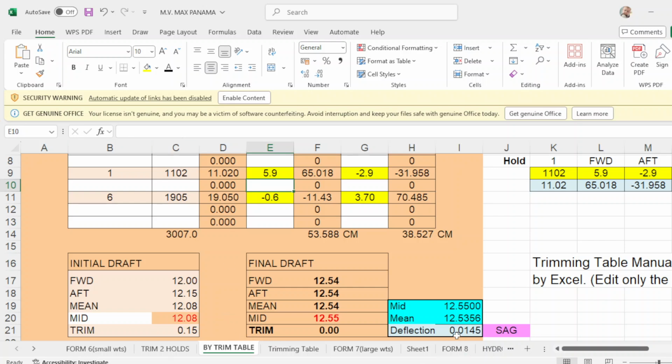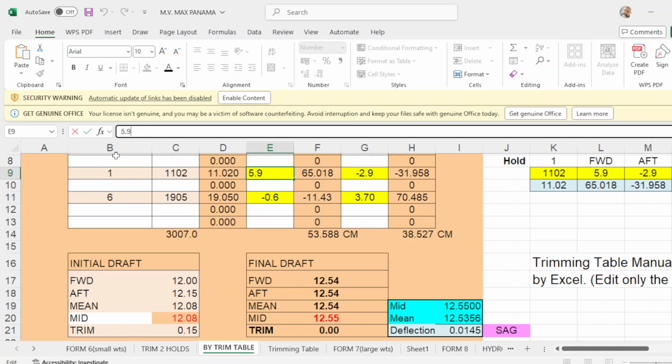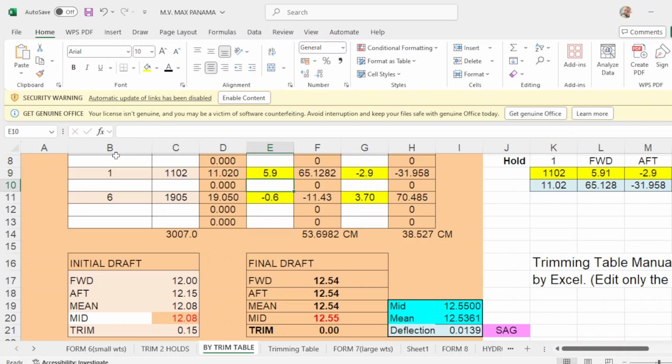Okay? What if we put 1 here? 9, 1. Okay, what happens? This one has decreased. Bid now is 5.5. So we put back 5.5. And bid is 5.5. Zero trim.